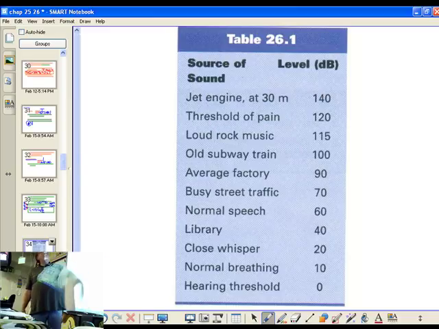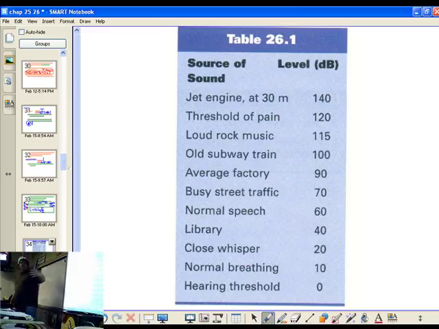Jet engine. And notice they said the jet engine at 30 meters. In other words, if you're close, because as we get farther away, at 30 meters we're 140, but if we move out to 30 meters. Remember, we have 1/4 the intensity. There's that inverse square law. If I had a certain intensity at 30 meters, I move out to 60 meters, I've doubled my distance. I have 1/4 the intensity. If I moved out to 90 meters, I'd have 1/9 the intensity.